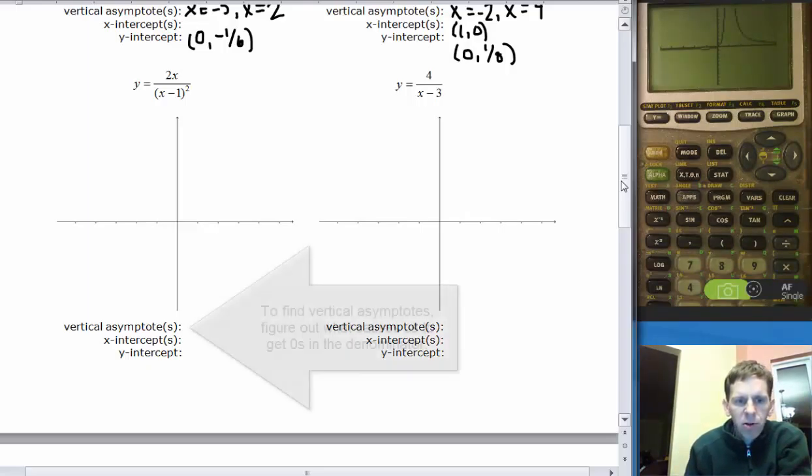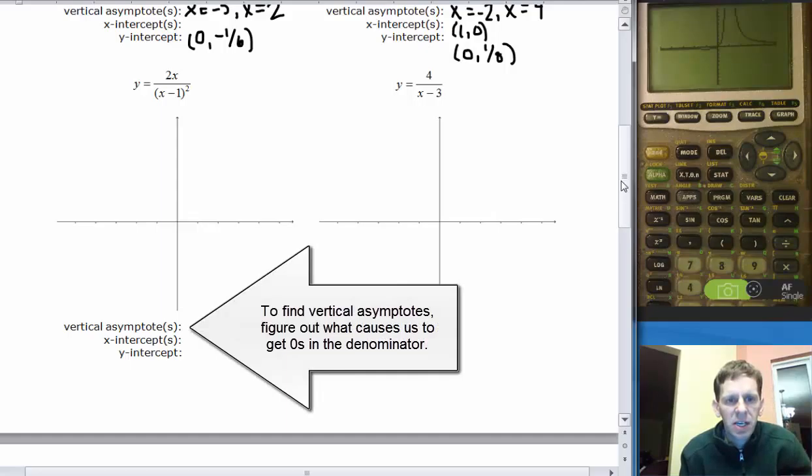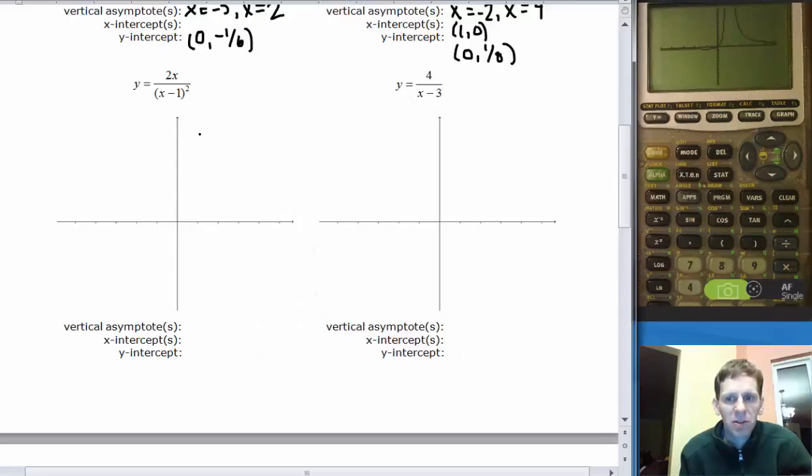First of all, remember that vertical asymptotes are based on what you see in the denominator. What's going to cause your denominator to equal 0? Well, x equals 1 would be something that would cause our denominator to equal 0. So we're going to do our vertical asymptote here at x equals 1. And I'll denote that on our diagram as well. You can see that's the case on our graph.